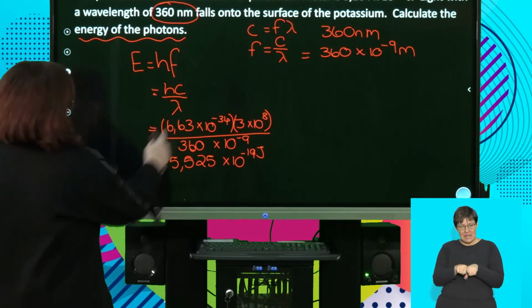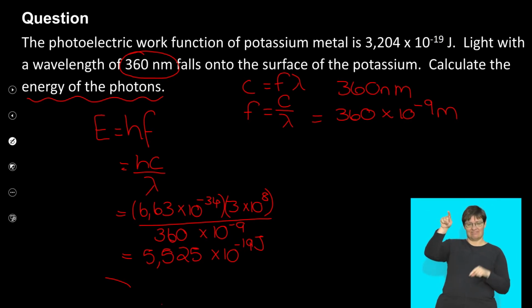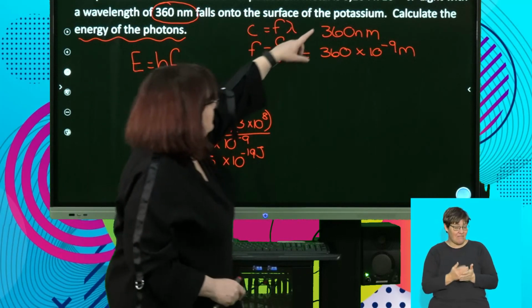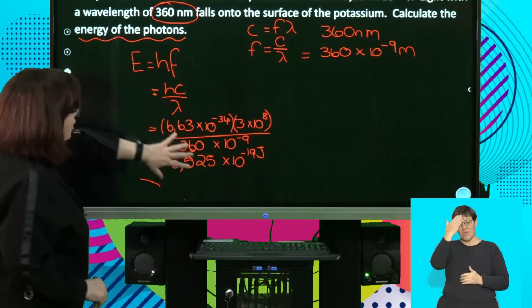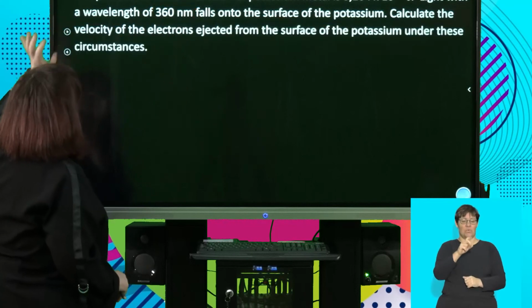And it's in the same sort of range as that one. So if this was significantly more than that, I'd go, there's a problem. Okay, so we don't need to stress about it. So now we know what the energy of the photons are.